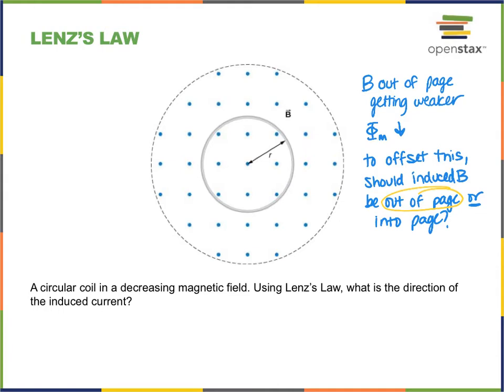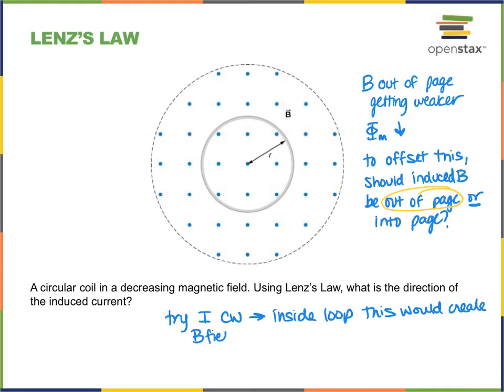So now we have to figure out what direction should the current be in order to create that type of magnetic field. And so we just can try. If we try the current going clockwise around the loop, inside the loop, this would create a magnetic field in which direction? So let's try it here.